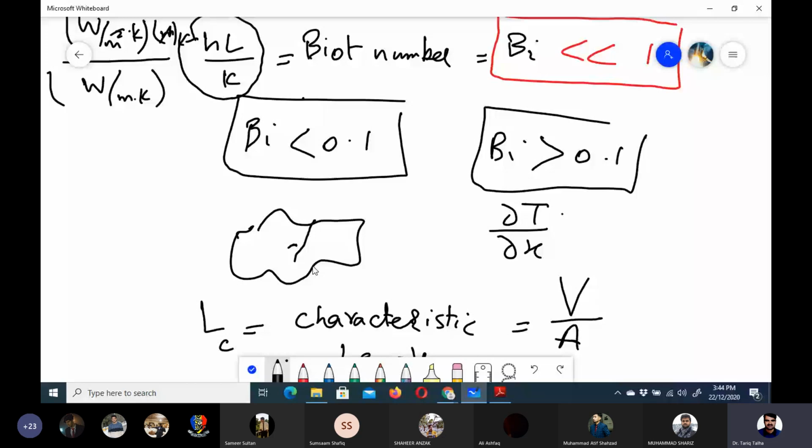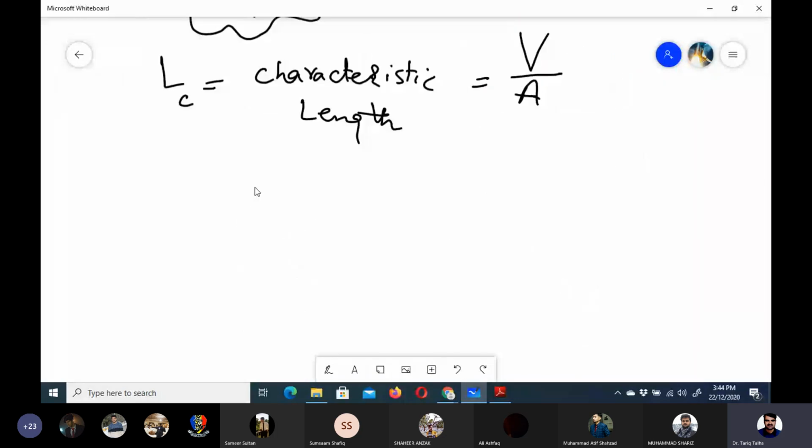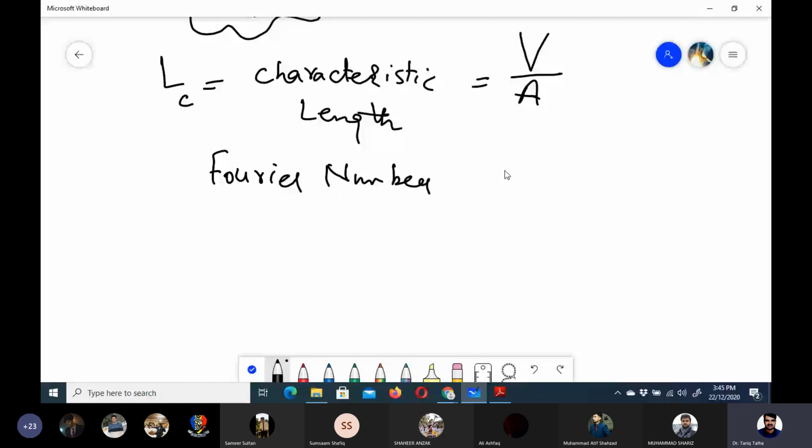Thank you for asking that, because it was quite an intricate concept. And now, there is another concept of dimensionless time, which is called Fourier number. One thing we have already learned, that is Fourier law, that is for the conduction, but this is the dimensionless time.